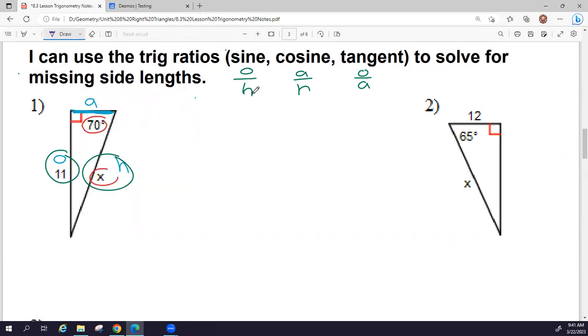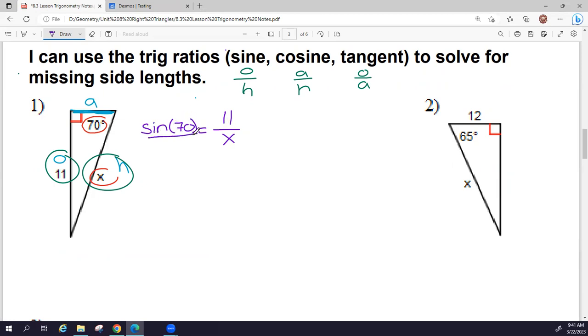We can write a sine ratio, O divided by H. We're using sine. Sine is equal to O, 11, divided by H, X. The angle is what goes next to that ratio name, and our angle is 70. This is actually something we can put in the calculator, but I'm going to wait for that.